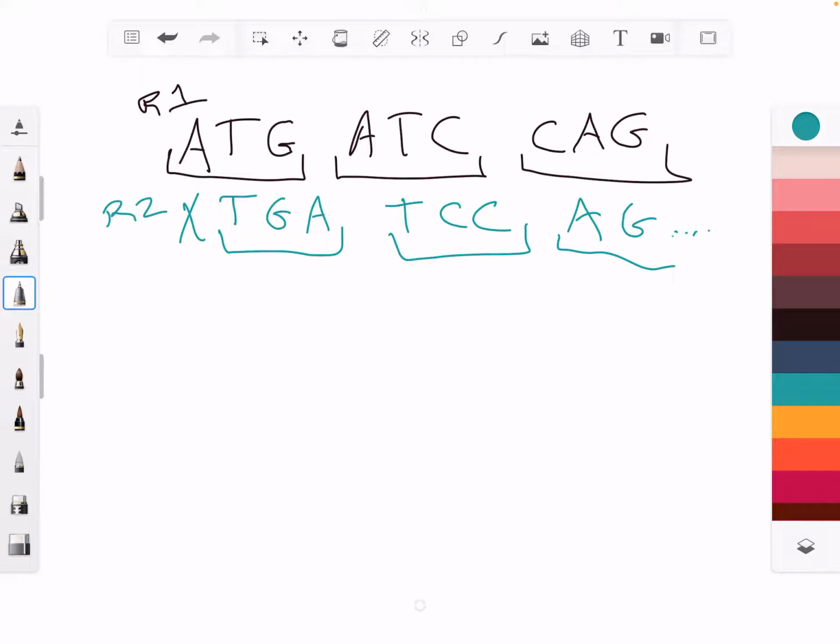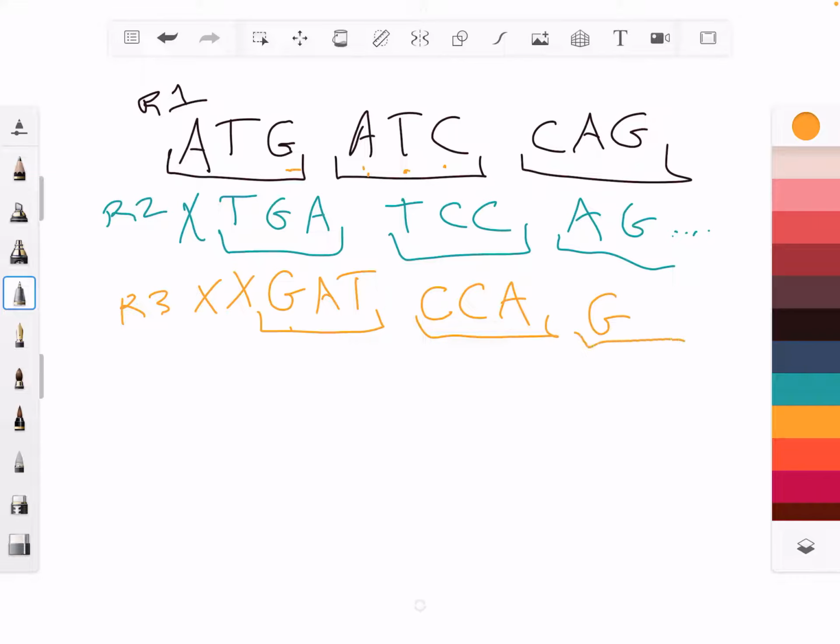And if you aren't familiar with what that means, we'll talk about translation in another video. In reading frame 3, we don't look at the A and we don't look at the T, we start with the G. We start with the third nucleotide because it's the third reading frame. So this would be GAT, and then C, CA, and then G. Again, I'm grouping them in 3s because that's how they're going to be used in translation. And now we have a third set of possible amino acids using a third reading frame.